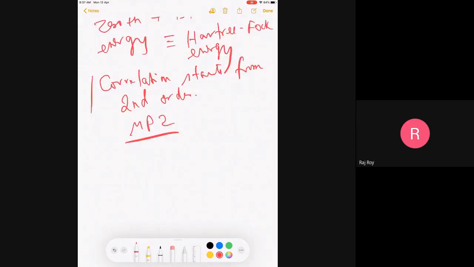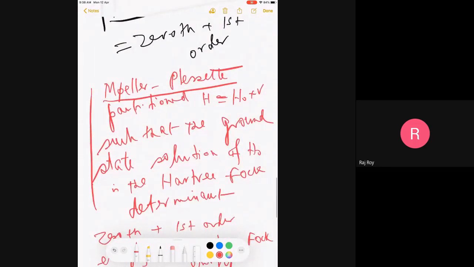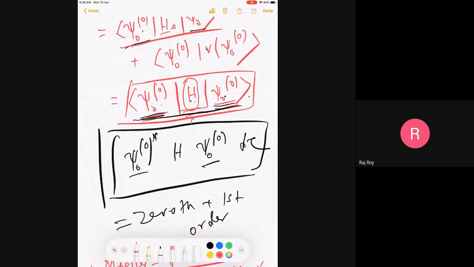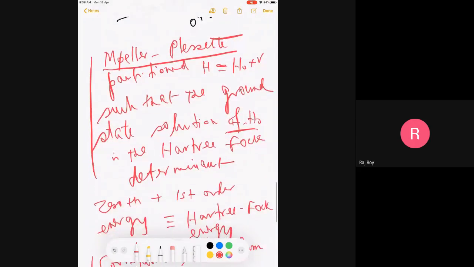I mean to say, if this H0, like we are splitting H is equal to H0 plus V, if this H0 wasn't the Hartree-Fock Hamiltonian, then... one minute, that's a different matter. There could be another way of making the ground state solution Hartree-Fock, even if it is not a Hartree-Fock Hamiltonian. You have already read what you mean by Hartree-Fock Hamiltonian, but there are other ways of making it. I'm only saying that if the ground state solution of H0 is the Hartree-Fock determinant, then obviously this sum total is Hartree-Fock energy. Right? But if it is not, then of course it is not.